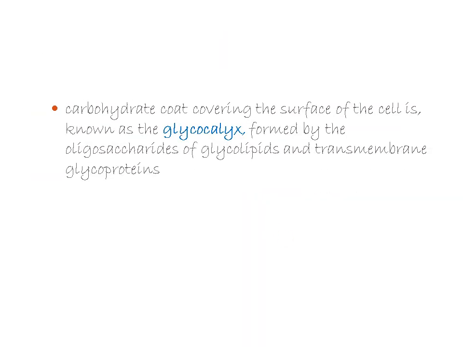So the carbohydrate coat covering the surface of the cell is known as glycocalyx. This glycocalyx is formed by oligosaccharides of glycolipids and transmembrane proteins. So glycolipids plus transmembrane glycoproteins, they collectively form a layer. This layer is known as glycocalyx.